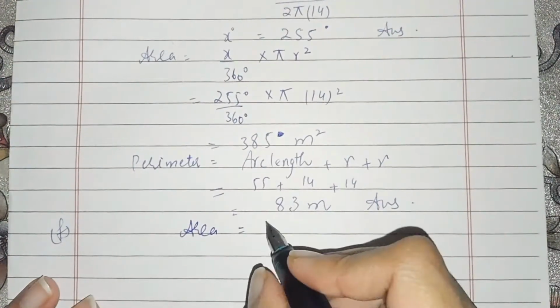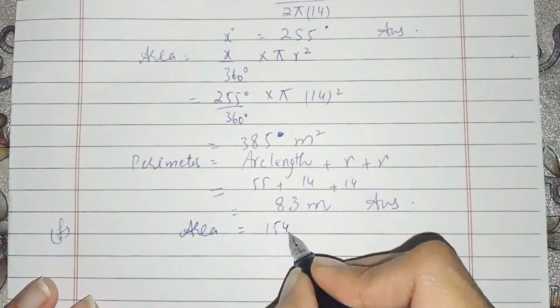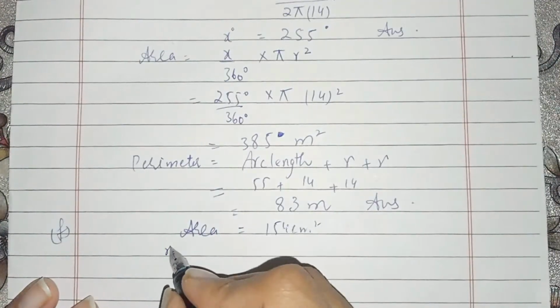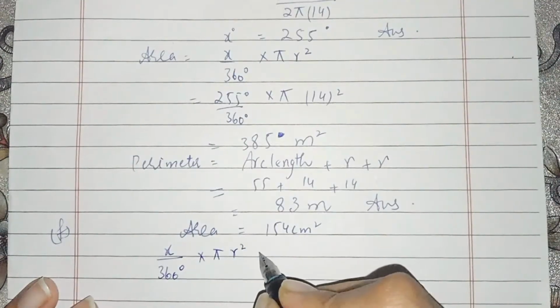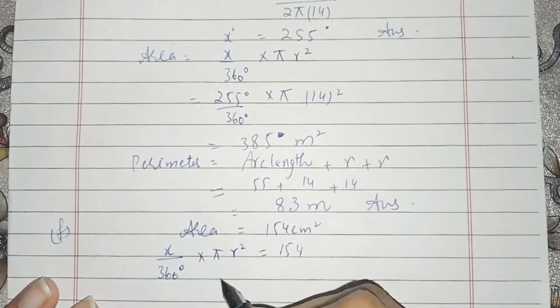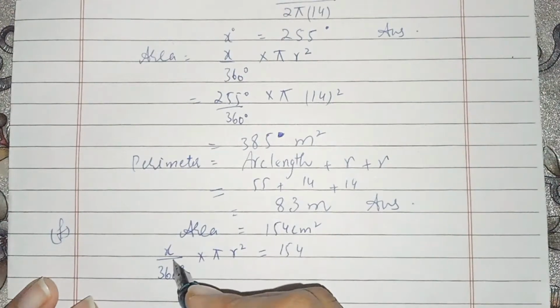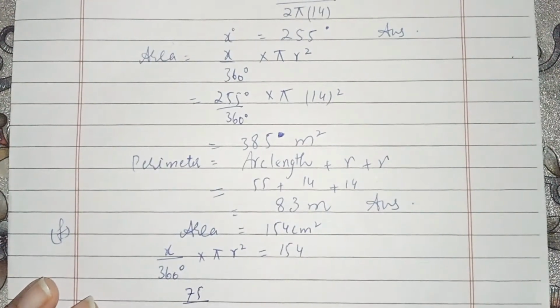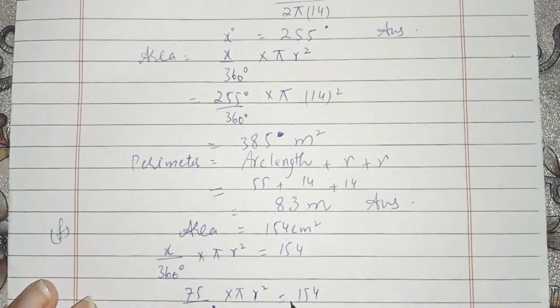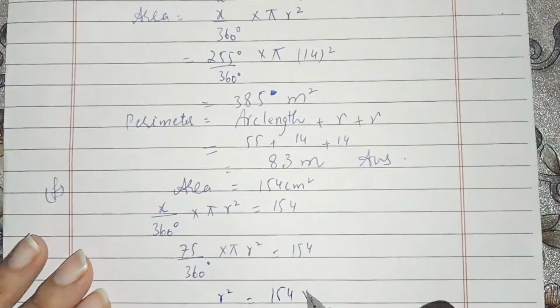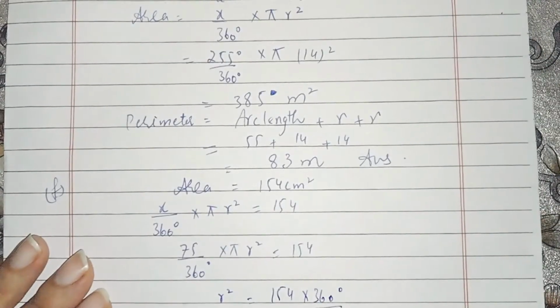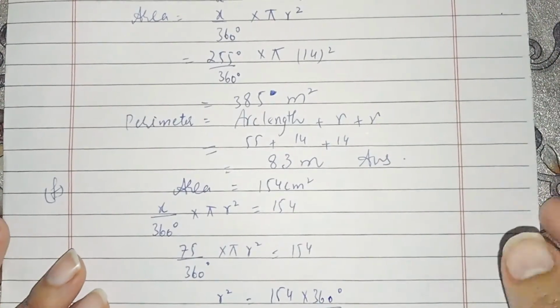Area is equal to 154 centimeter squared, and the area formula is x over 360 degree multiplied by pi r squared. And x is also given to us, which is 75. So 75 over 360 degree multiplied by pi r squared equals 154. And now we have to solve it. r squared equals 154 multiplied by 360 degree and divided by 75 and pi.